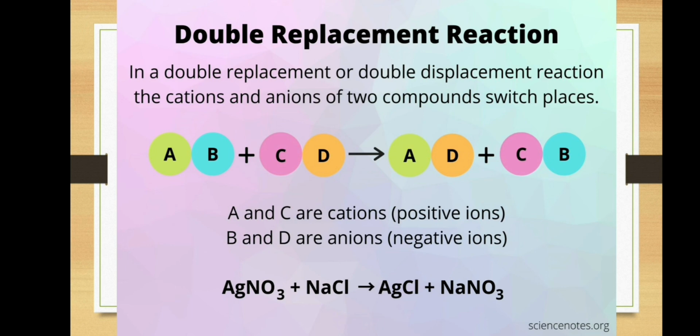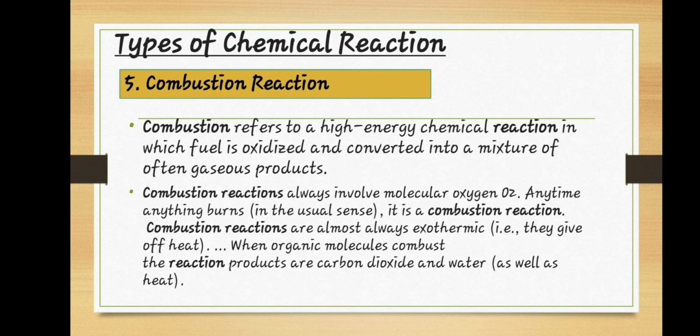From AgNO3 plus NaCl, replace now the nitrate with chlorine. So you have here AgCl plus NaNO3. Okay, sodium nitrate. Okay, from silver chloride to sodium nitrate. So just replace it. Okay, so another type of chemical reaction, we have combustion reaction.